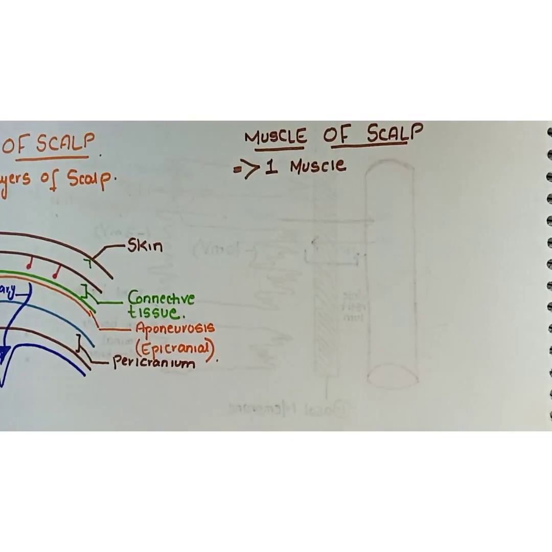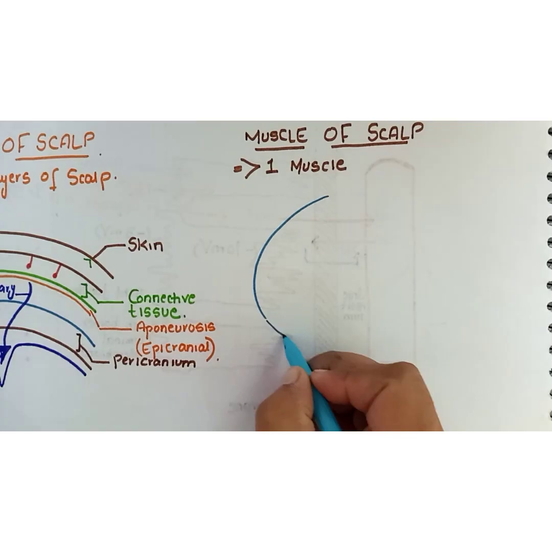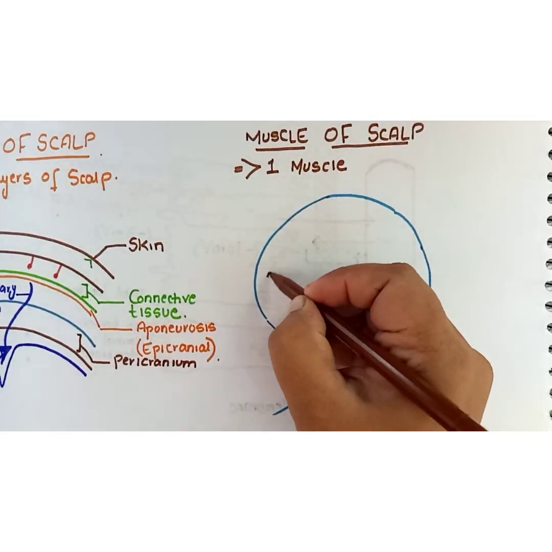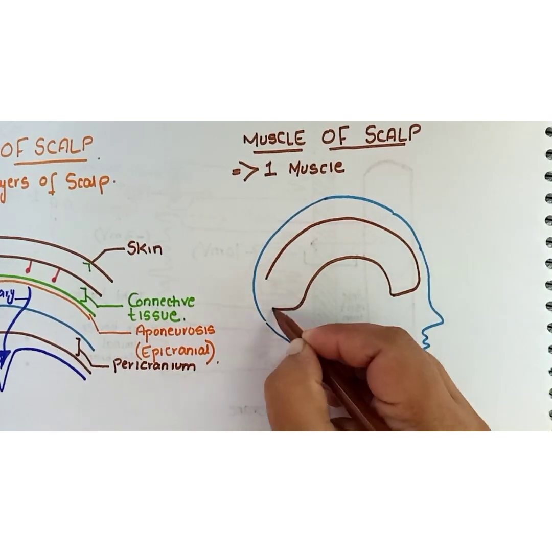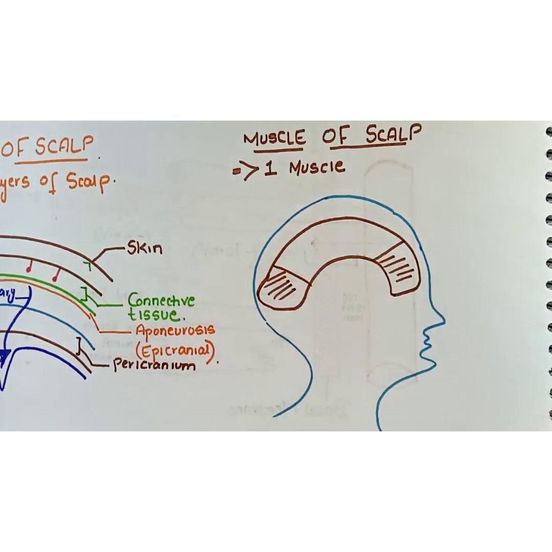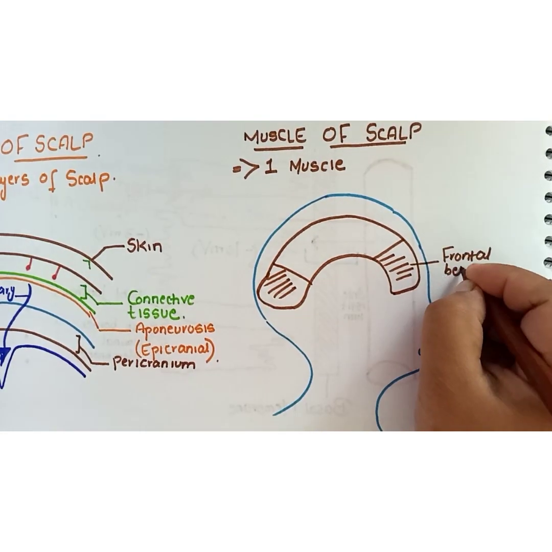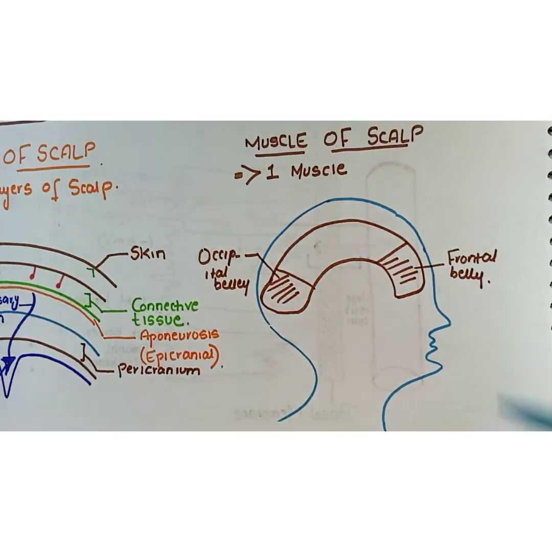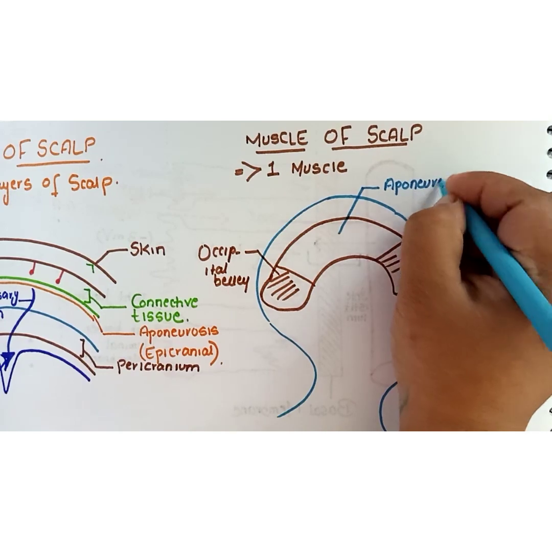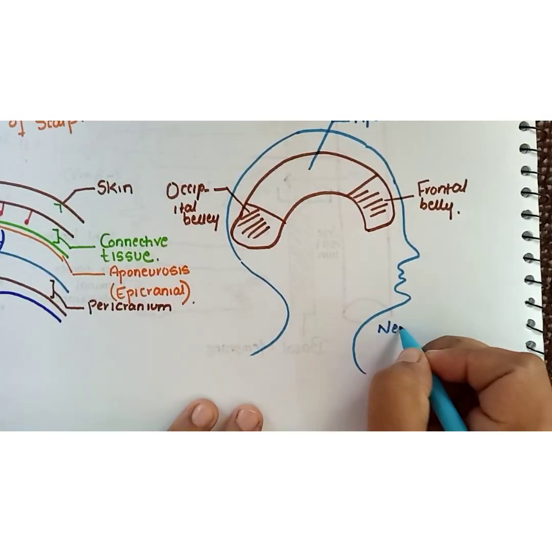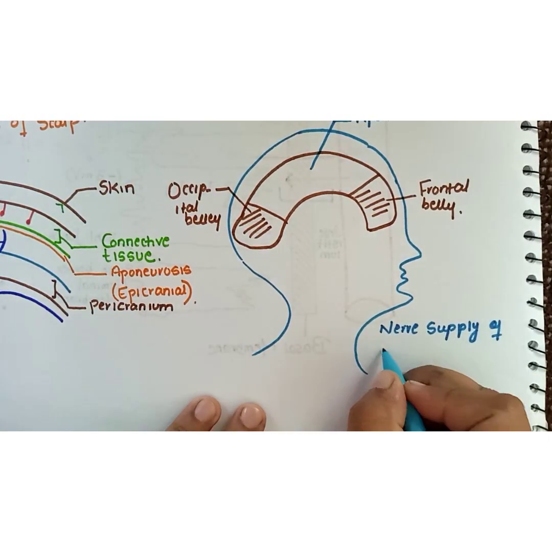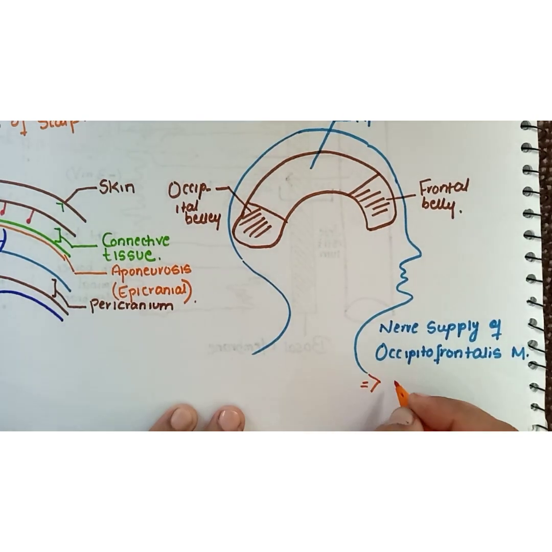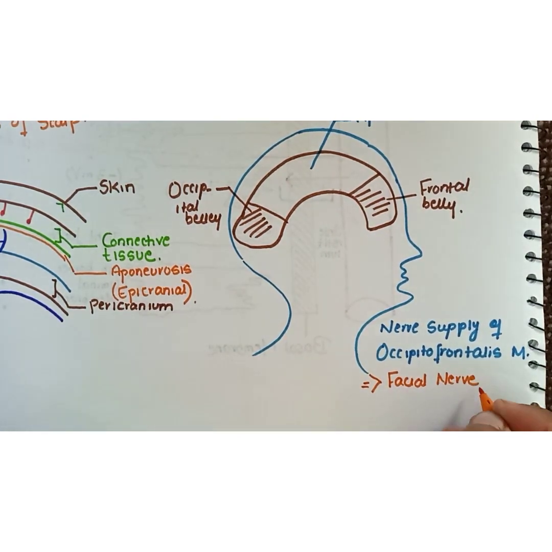the scalp, and here is the location of the occipitofrontalis muscle, and here is the frontal belly of the occipitofrontalis muscle and the occipital belly, and these two bellies are connected to each other by the aponeurosis. And the nerve supply of the occipitofrontalis muscle is provided by the facial nerve.